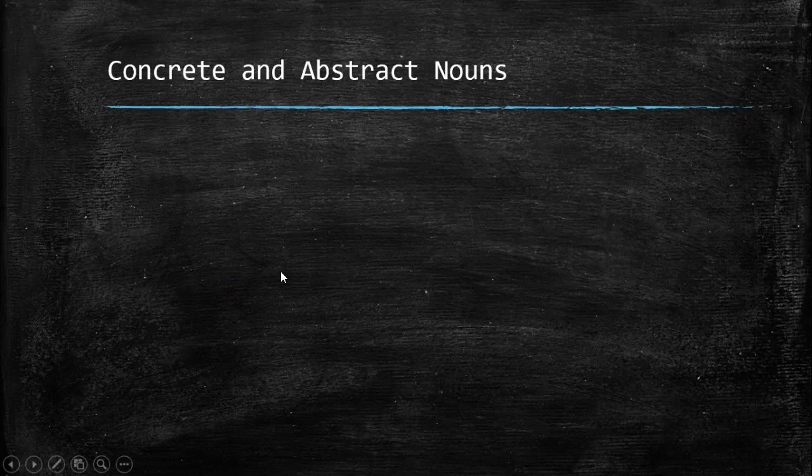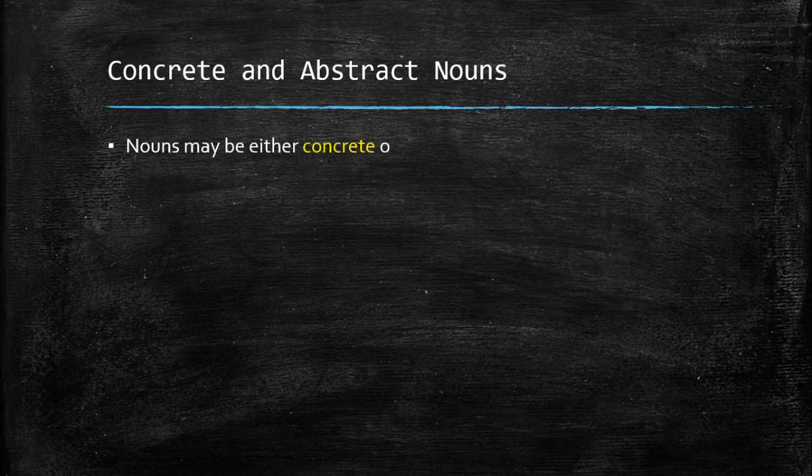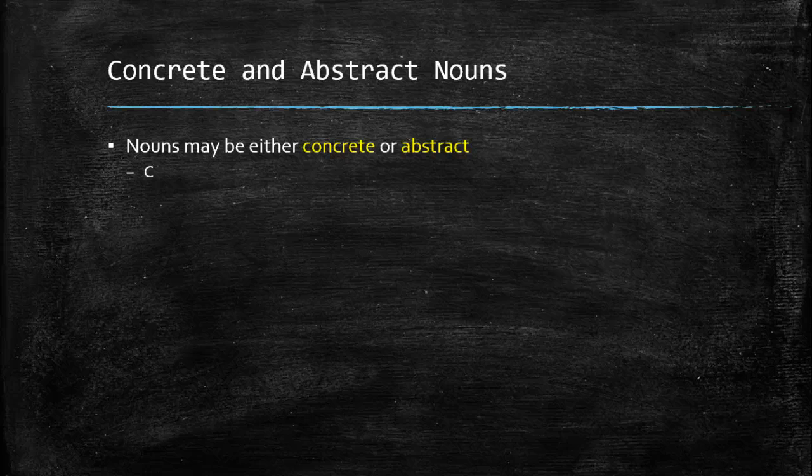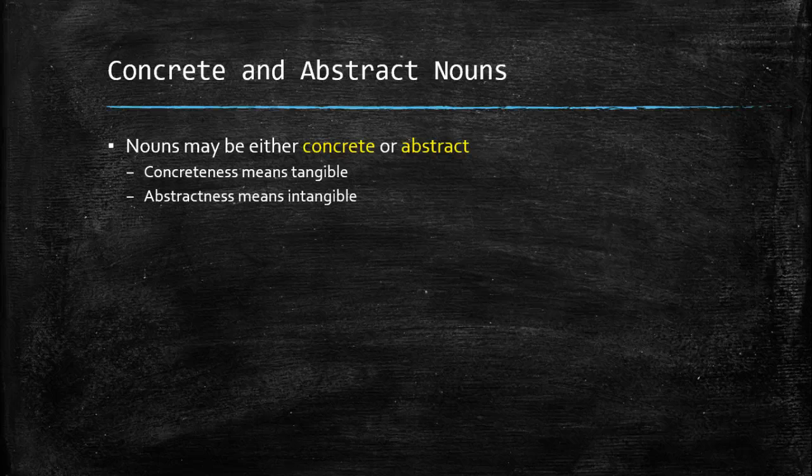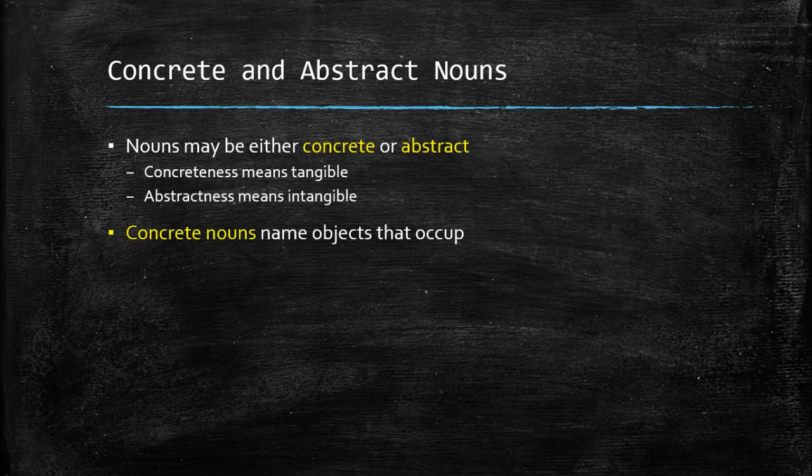Let's take a look at our first way of classifying nouns. Let's look at concrete and abstract nouns. Nouns may be considered either concrete or abstract, depending on what they are and how they're used in a sentence. Concreteness simply means that the nouns are tangible things, whereas abstractness means they are intangible.